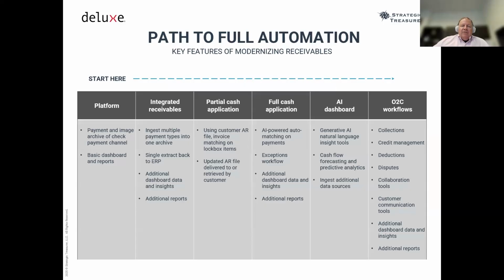What's the path to full automation? This idea of your platform, your system partner that you're using. You begin with a platform, move to integrated receivables. If we just look there, historically I capture payment information, and we do an image archive if there's a check, but all that data gets captured in there. You have your standard dashboards and reports that people are always looking for.